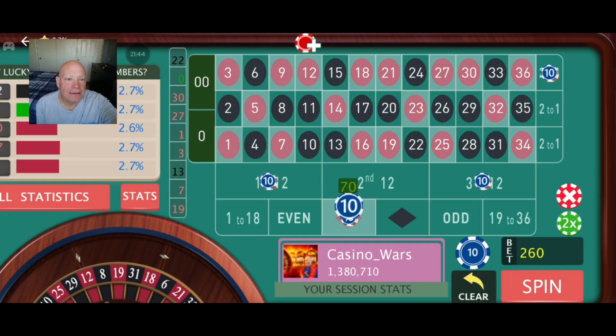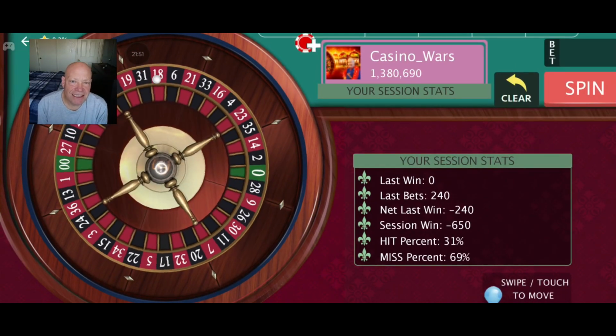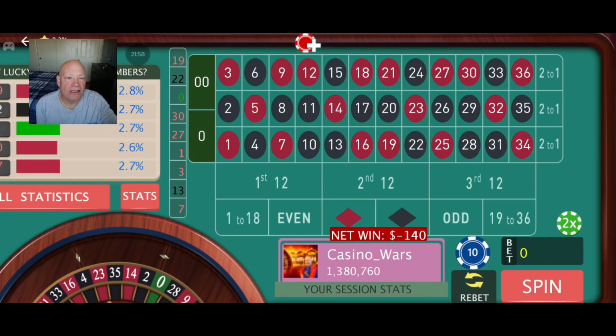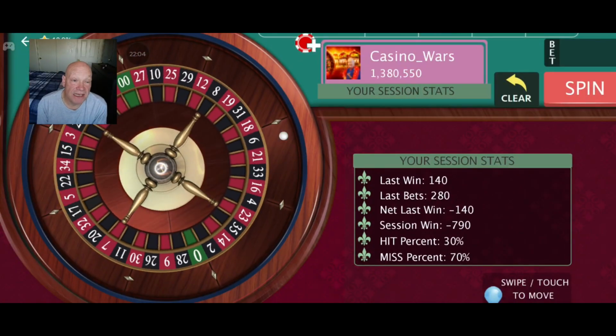Rebet, and we're gonna put 10, 10, 10, 10, and spin. All right, we got 650. We're down $650 now. Hopefully we can climb out of this. That's a 19 red. 19 red. That's a 140 unit loss, but we don't do anything on partial, so we're just gonna rebet and spin.